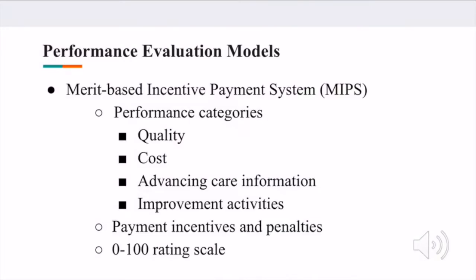Let's first start with the MIPS. In this system, PTs get paid incentives based on the level of quality care provided. It is important to note that as of right now, this isn't isolated to just PTs in private practice settings. This payment program has 4 components: quality, cost, advancing care information, and clinical practice improvement activities. Therapists must report on these components via electronic records or claims.